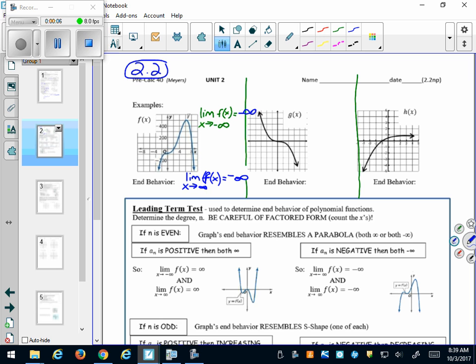Okay, so let's just talk about these limits. A couple of people had questions. You're just really talking about end behavior still. We're still just talking about end behavior. It's just a new notation.